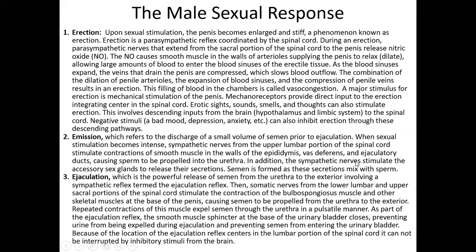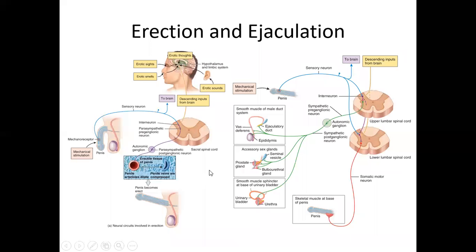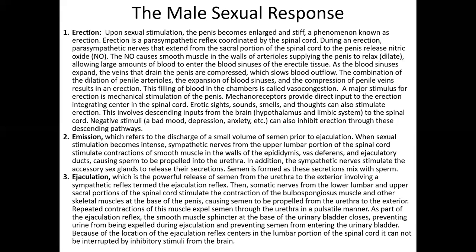In addition, sympathetic nerves stimulate the accessory sex glands to release their secretions. So that would be the seminal vesicles, the bulbourethral or Cowper's gland, along with the prostate gland. They're all going to be starting to release their substances together. That's going to form the semen. So semen is formed as these secretions mix with the sperm.